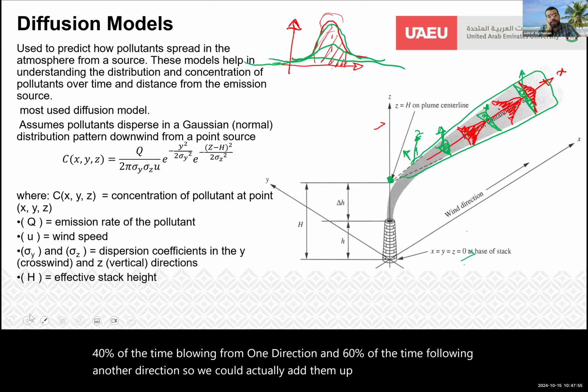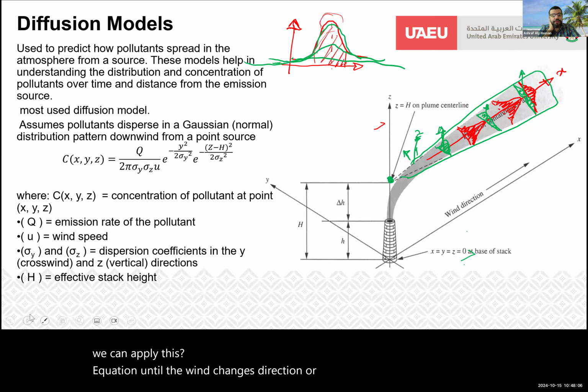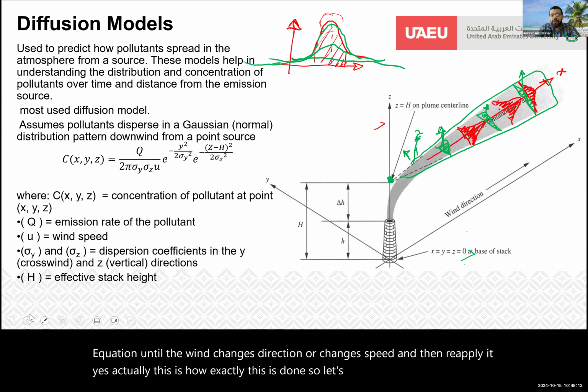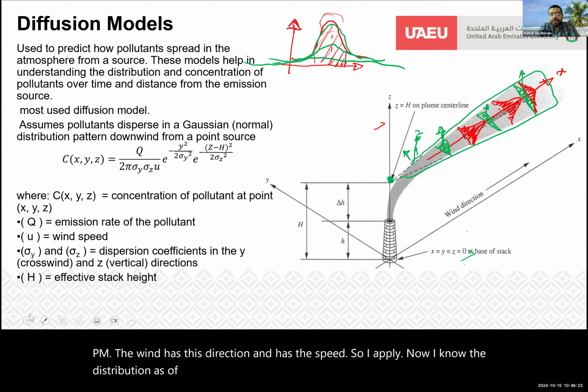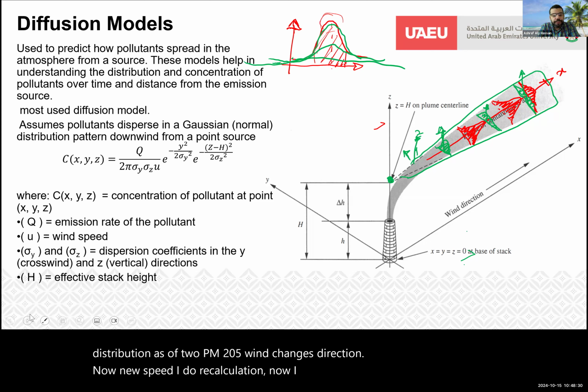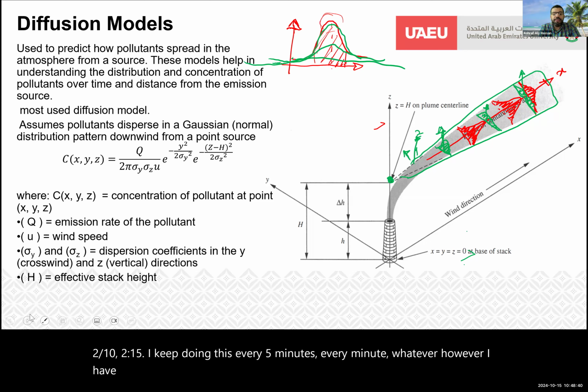So do you mean now that we can apply this equation until the wind changes direction or changes speed and then reapply it? Yes, actually, this is exactly how it is done. Let's say it's now exactly 2 p.m. The wind has this direction and this speed. So I apply the equation, and now I know the distribution as of 2 p.m. At 2:05, the wind changes direction, with a new speed. I do the recalculation, and now I know the new concentration. 2:10, 2:15, I keep doing this every 5 minutes, every minute, however I have data, I recalculate the model, and now I can have a new distribution all the time.